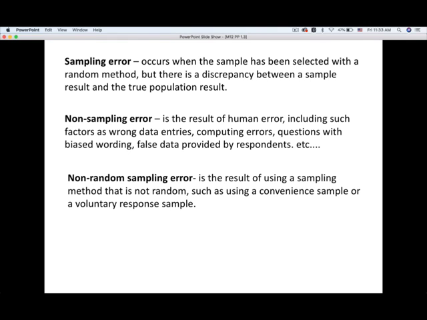Last one, non-random sampling error is the result of using a sampling method that is not random, such as using a convenience sample or a voluntary response sample. Remember the convenience sample and the voluntary response sample? Both of them, we call the biased sampling method. If you use a biased sampling method, you may get a different result. So we call this non-random sampling error.